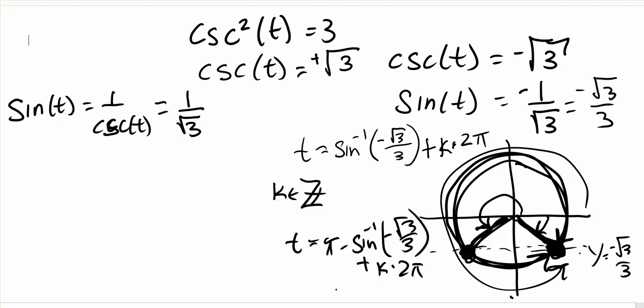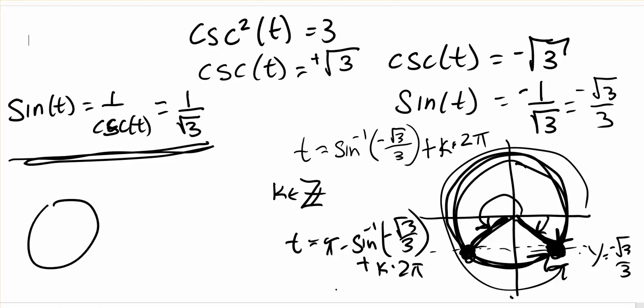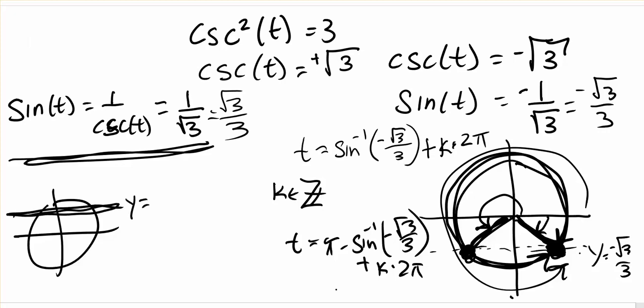For our second equation to solve, we need to look at over here, where the sine value is equal to a positive 1 over the square root of 3, or a positive square root of 3 over 3, which is up here somewhere. And we'll just label it as y is equal to the square root of 3 over 3. And so right here is the inverse sine. So t is equal to the inverse sine of the square root of 3 over 3. And again, we'll add k times 2 pi to it.